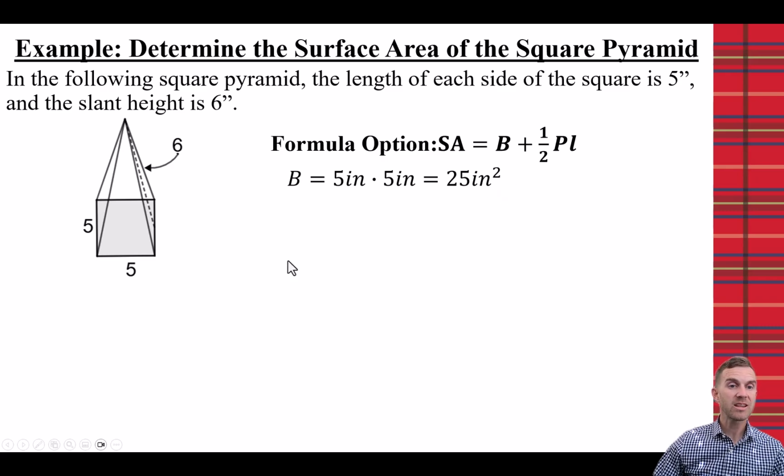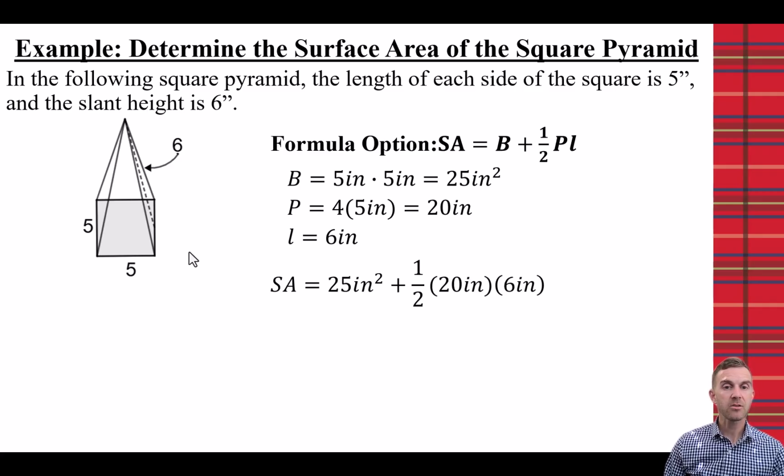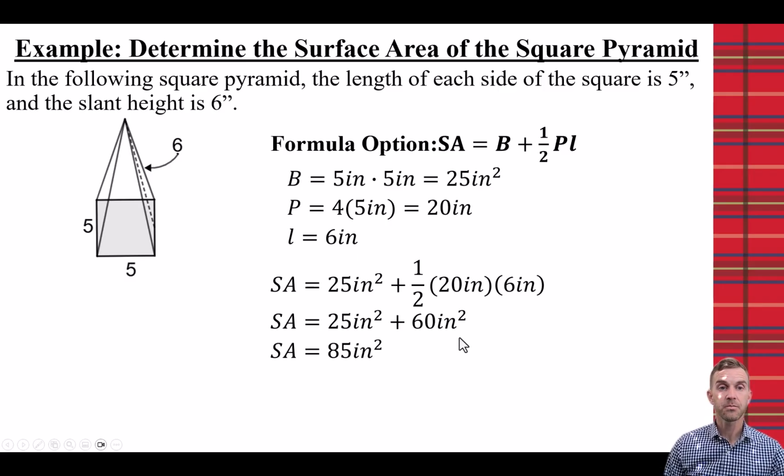The perimeter then is adding up the lengths of our sides, or saying 4 times 5, since it's 5 plus 5 plus 5 plus 5. Now we also have to recognize the slant height is 6 inches, because it's that cursive L. So now, substituting our values, 25 square inches plus 1/2 of the perimeter and the slant height, that's going to become 25 square inches plus 60 square inches, which is 85 square inches.